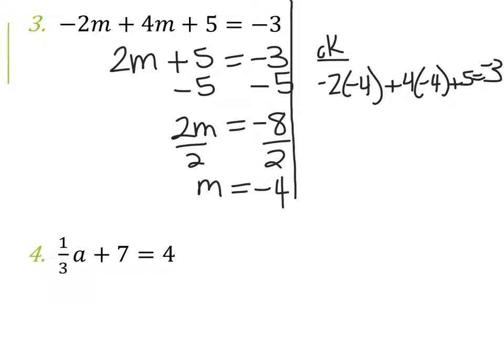I'm going to make sure that I do my multiplication first in this case, and then do any addition. So I'm going to multiply negative 2 times negative 4, get positive 8, and then multiply positive 4 times negative 4, get negative 16. Combine my like terms. 8 minus 16 is negative 8, plus 5 gives us negative 3, which is what I wanted. So it does check out to work. Why don't you guys pause the video and see if you can do number 4 on your own.